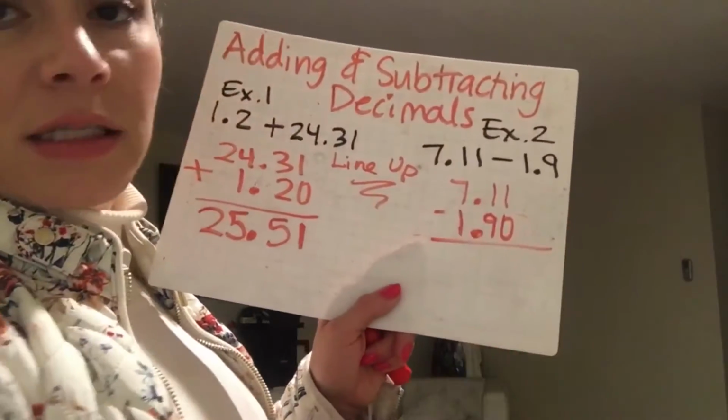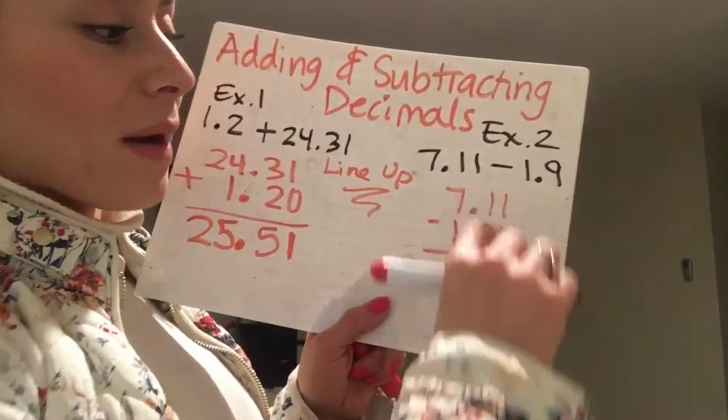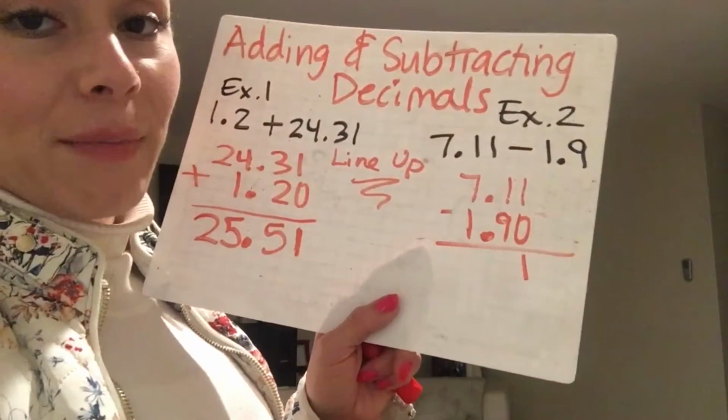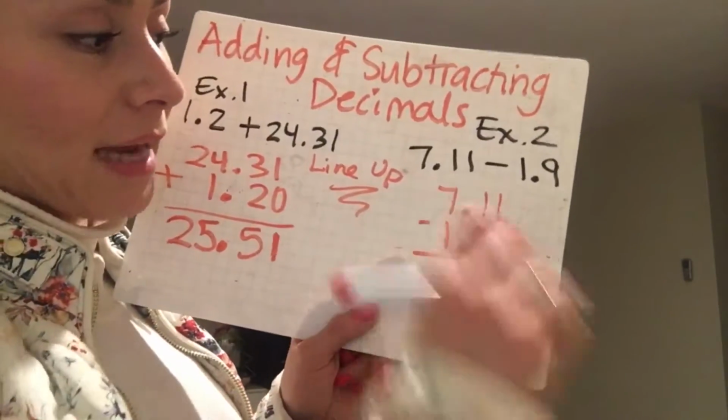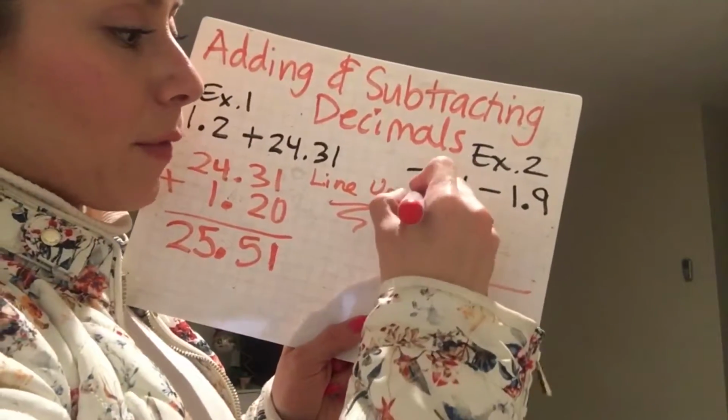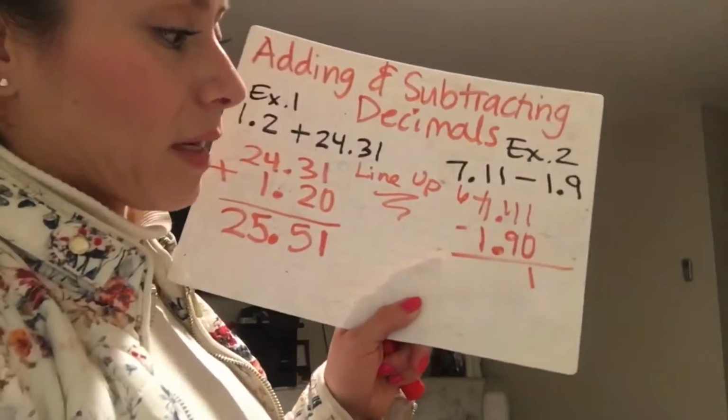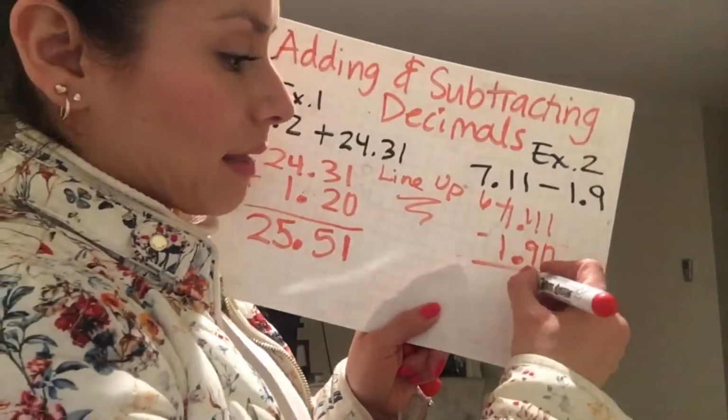So now, what's 1 minus 0? 1, right? 1 minus 9. You better not be putting 8 right there. You cannot subtract 9 from 1. So you must borrow from the 7, make it a 6, and this 1 becomes an 11. 11 minus 9, that's 2.